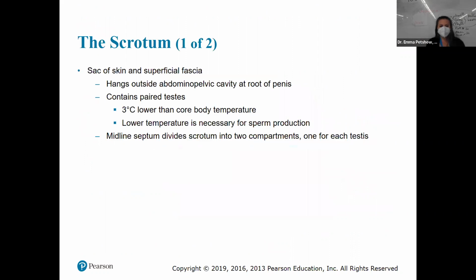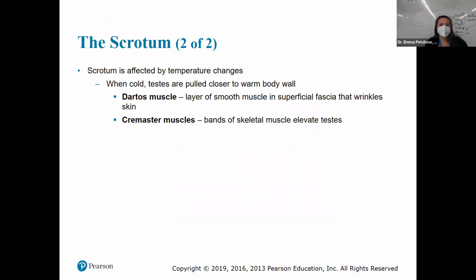So then thinking about the scrotum and the testes and their functions, as well as some of their makeup. There's two muscles that are involved, and we'll look at a picture that shows them, but the scrotum is affected by temperature changes. When cold, testes are pulled closer to the warm body wall. That's to protect our sperm production and protect all of those cells and the important actual molecules that then are gametes that then can lead to a zygote. That's why it gets pulled towards the body.